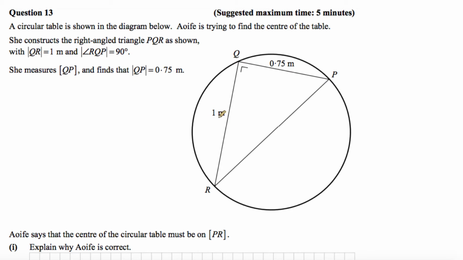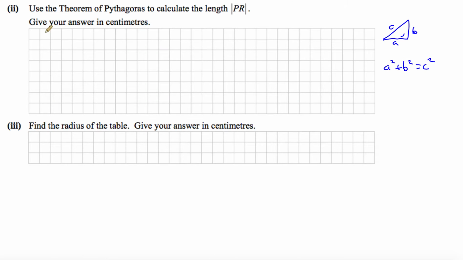So we're just going to redraw our triangle, RQP or PQR, with 1, 0.75, and we're looking for the diameter, so this is 1 metre, this is 0.75 metres, and we're looking for PR, so we're looking for this side here, so you can call it X.